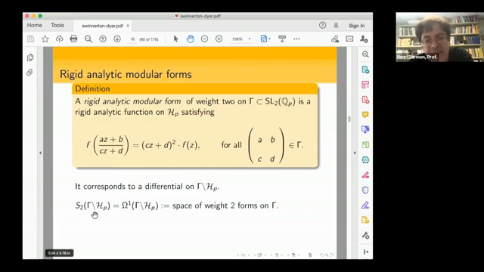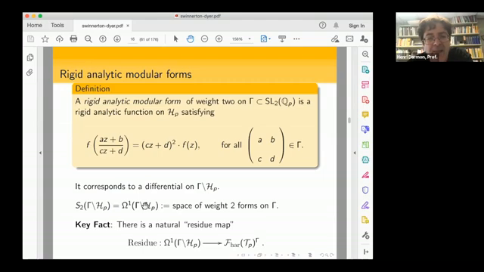And I'm going to denote by S2 of H_p mod gamma the space of weight 2 modular forms on gamma, which is identified with the gamma invariant differentials on H_p, or equivalently the differentials on this rigid analytic curve, which is the quotient of H_p by this discrete group gamma. And the key fact which I want to introduce is that there's a natural residue map which associates to any differential on H_p mod gamma a harmonic function on the edges of the Bruhat-Tits tree, which is gamma invariant.